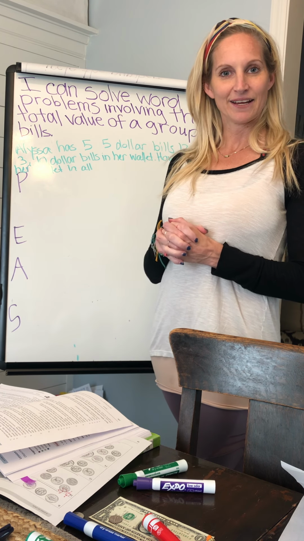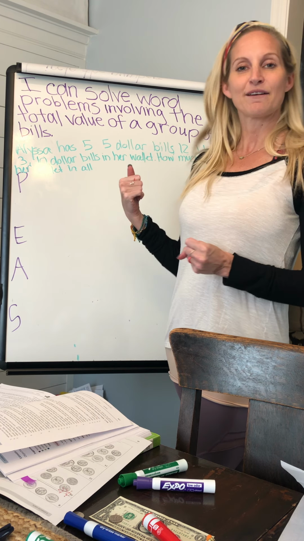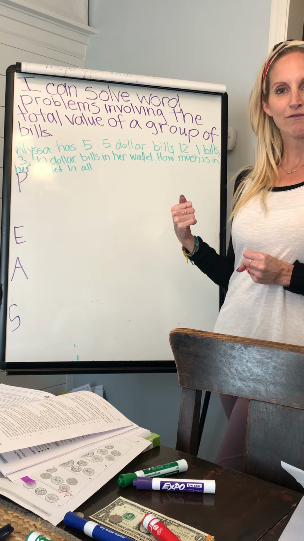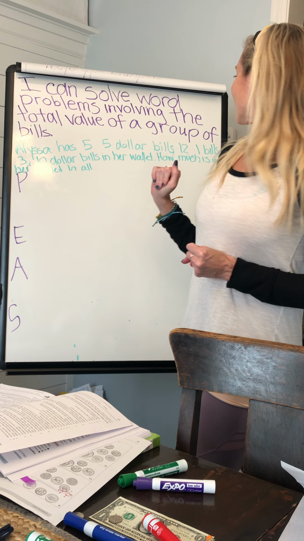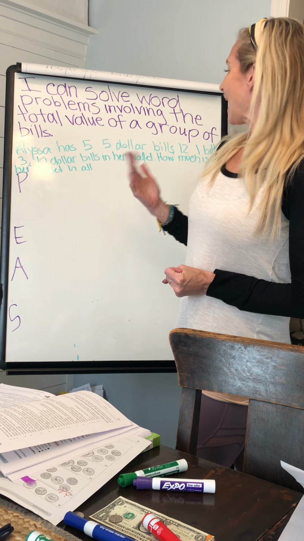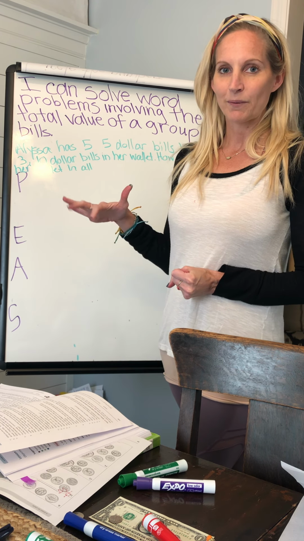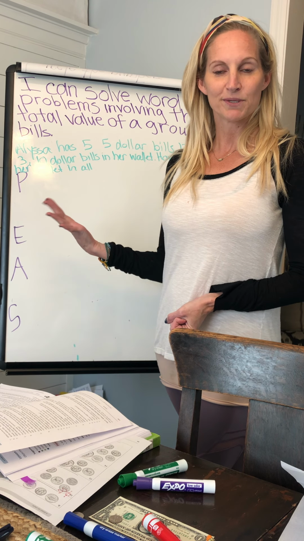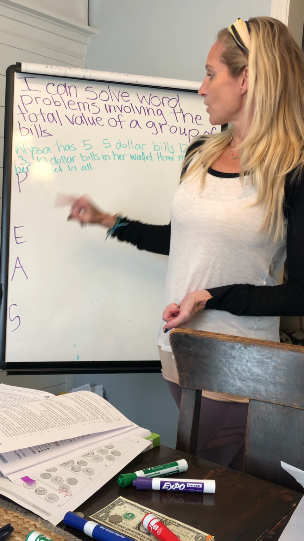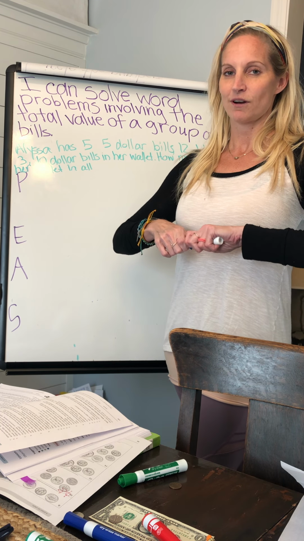So today here is our word problem. It says Alyssa has 5 $5 bills, 12 $1 bills, 3 $10 bills in her wallet. How much is in her wallet in all? So if you remember, we always talk about we want to do cubes before we do our P's for a word problem. So the first thing I would do for cubes, what does the C stand for?